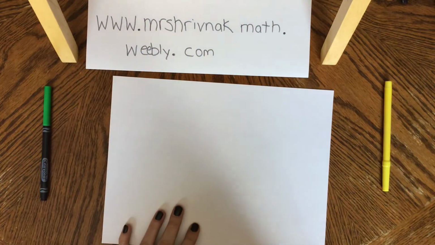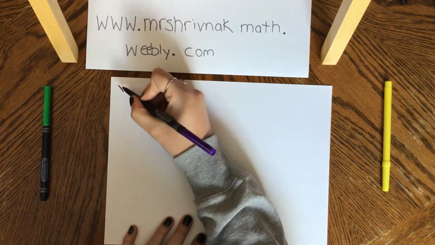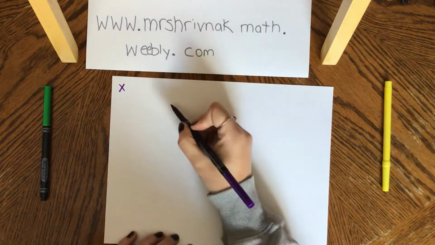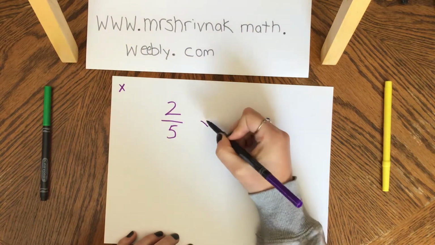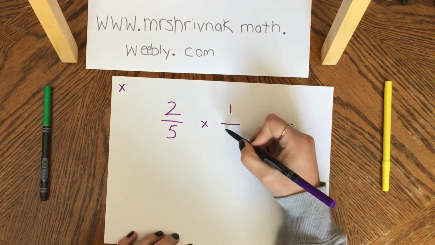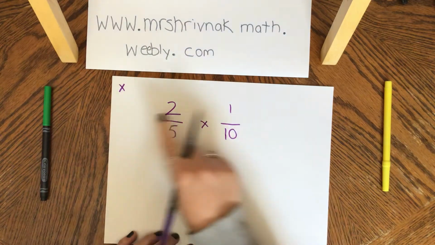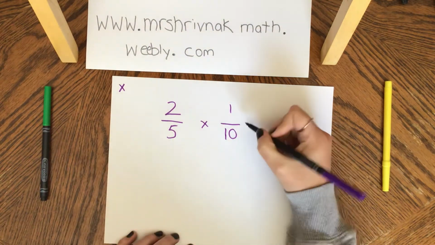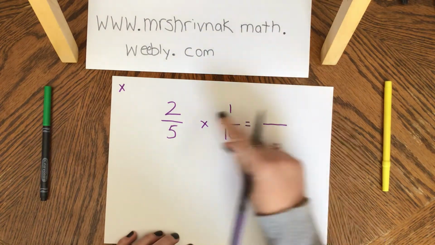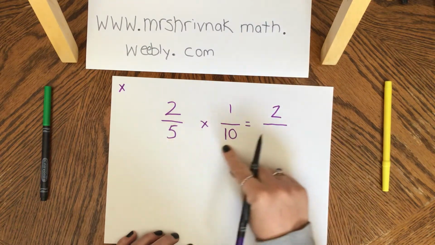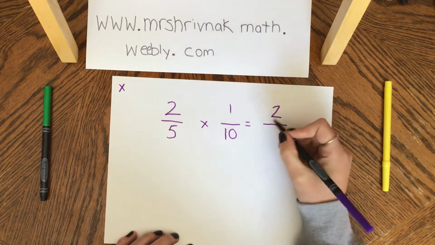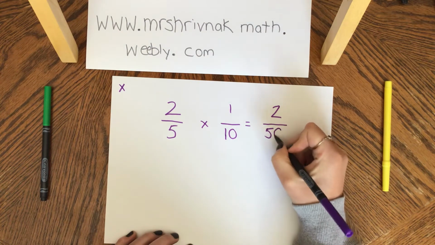So the rules are a little bit different whenever we do a multiplication problem. Multiplication means that we do not need a common denominator. So if I'm going to multiply 2/5 times 1/10, I multiply across the top and I multiply across the bottom. So I multiply my 2 numerators. 2 times 1 is 2. I multiply my 2 denominators. 5 times 10 is 50.